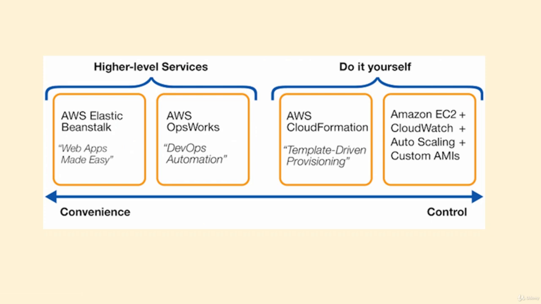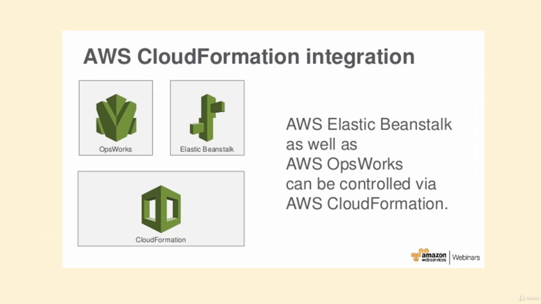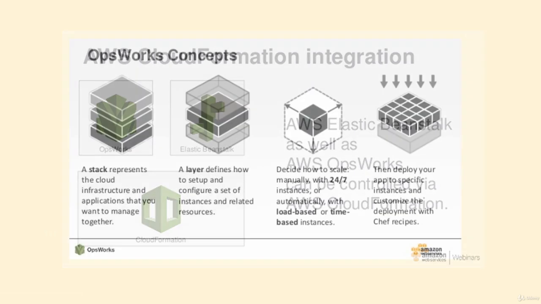With Elastic Beanstalk and OpsWorks, we have higher level services. It provides you convenience. But for do-it-yourself (DIY), you get control with CloudFormation and auto scaling and different solutions provided together. You could build your own base solutions. For complex solutions, you also need OpsWorks. You could integrate with CloudFormation, and OpsWorks could be controlled by CloudFormation as well.